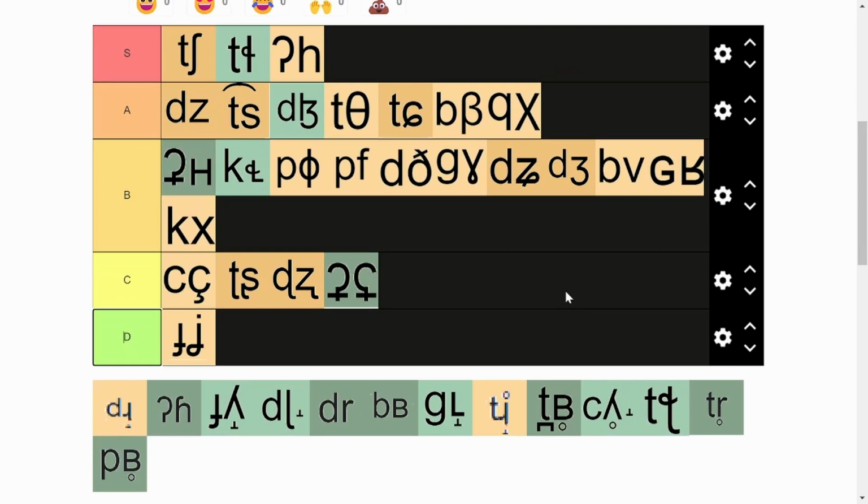So now B is starting to have two rows. Yeah, this is looking like an actual normal curve.